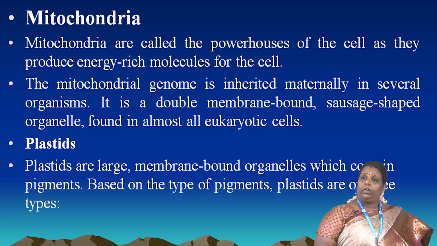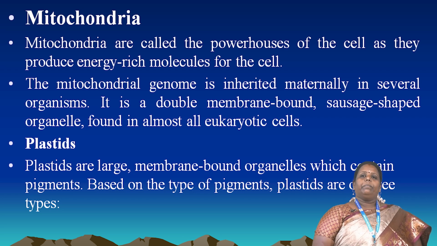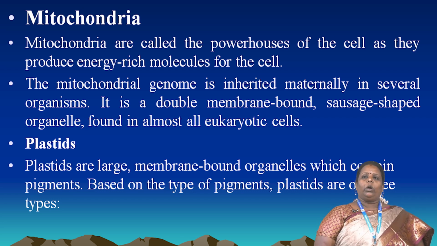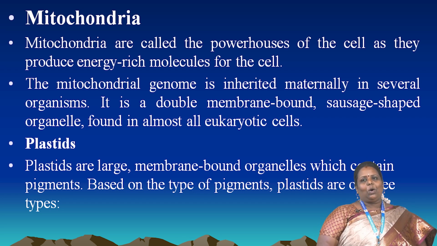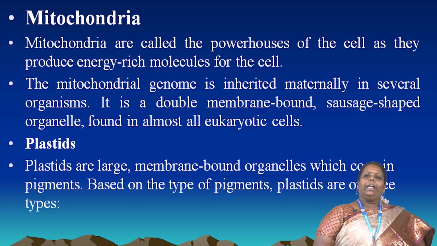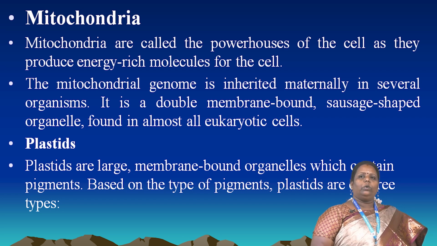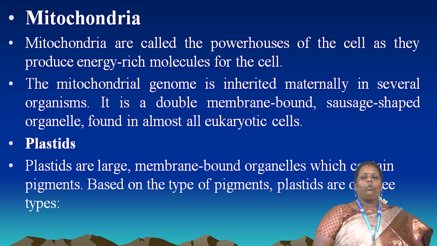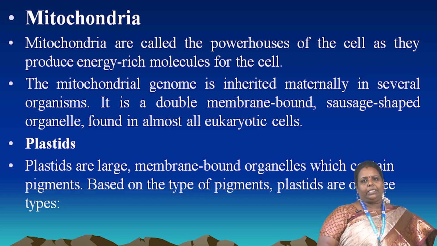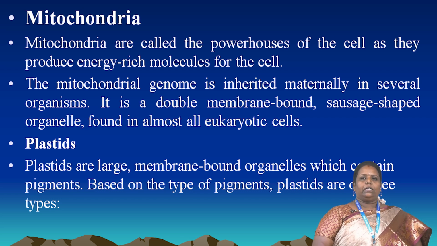It is otherwise called the powerhouse of the cell. Mitochondria produce the energy-rich molecules in the cell, and they also have some functions inherited maternally in several organisms. That's very important. It has a double membrane, as I already told you, and it is the shape of the organelle. It is found in all eukaryotic cells, not prokaryotic cells. You know, eukaryotic means true nucleus.